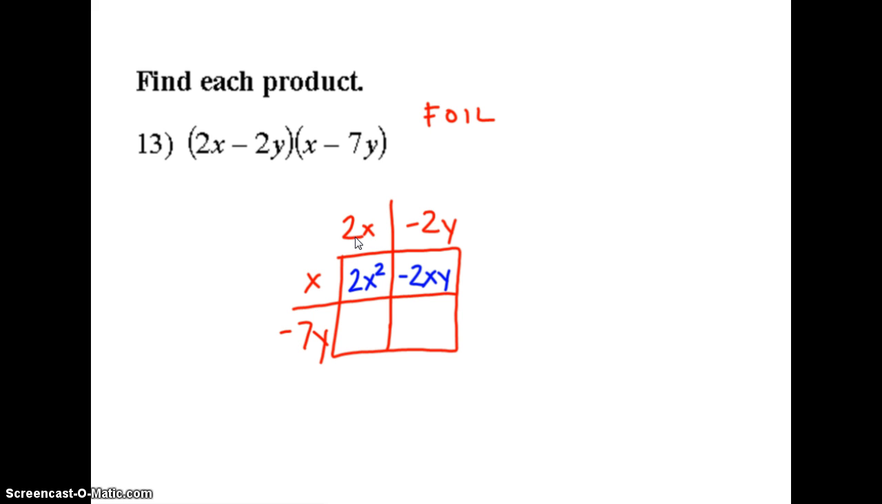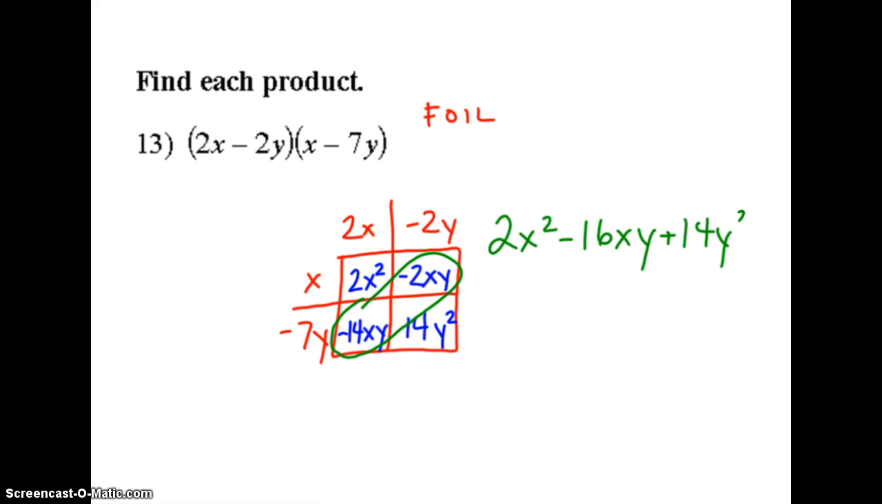Alright, negative 7y times 2x is negative 14xy. Okay, and last but not least, negative 7y times negative 2y is a positive 14y squared. Now, if you look, we can combine these terms. So my final answer here should be 2x squared minus 16xy plus 14y squared. Okay? Now, just make sure that you remember that x times y is not x squared or y squared. Okay? That's a common mistake. X times y is just x times y. They're not like terms.